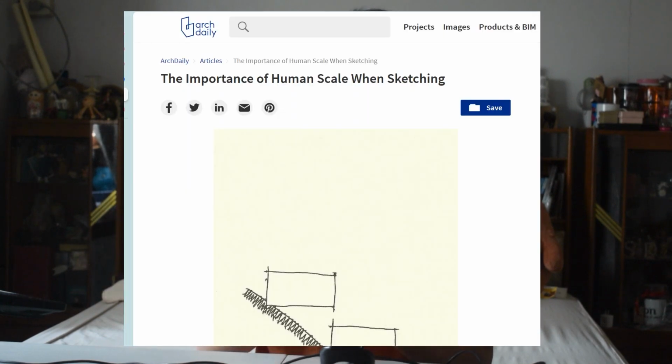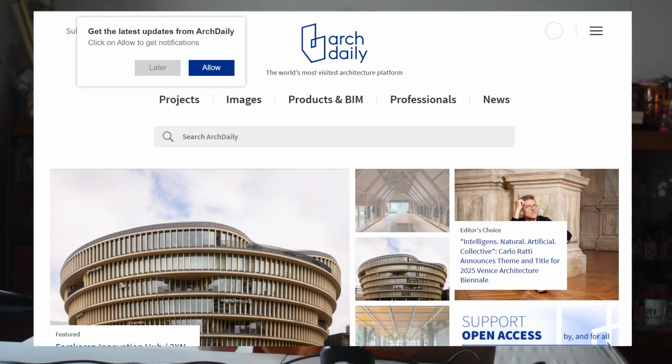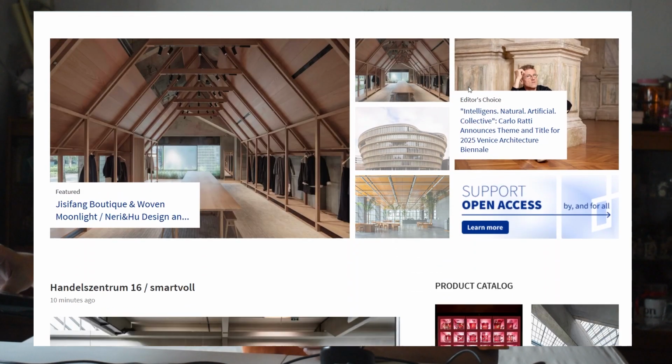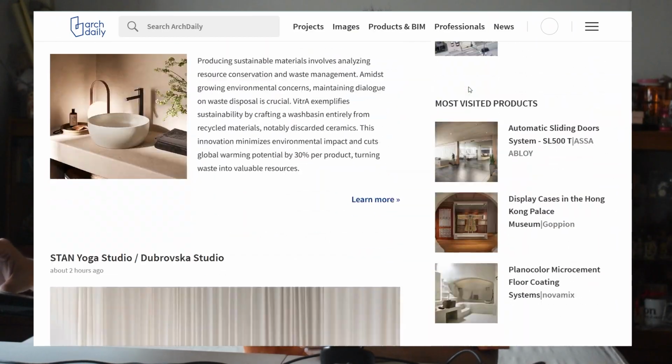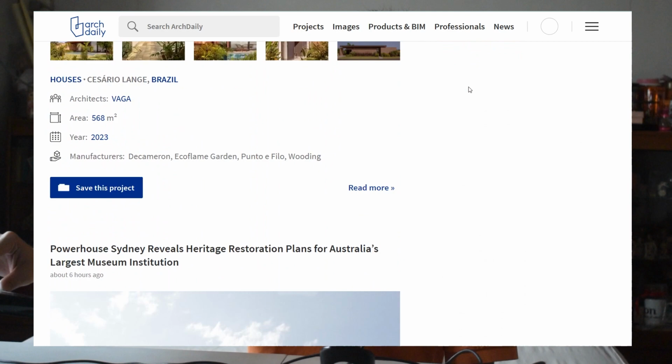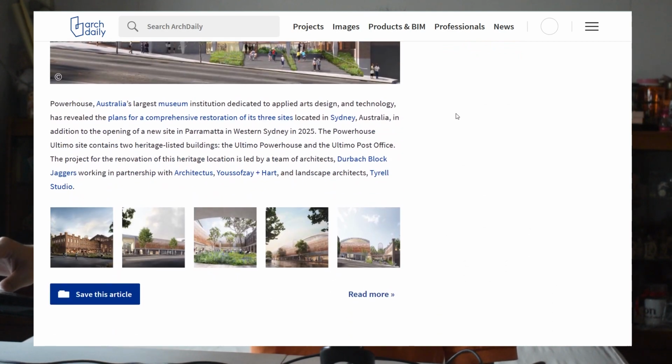And I've seen an article from ArchDaily. I know that you guys are familiar if you are in the architecture space. One of the most famous websites in terms of designs or projects is ArchDaily. And I just found an article that is related to our topic, which is human entourages. And it basically states the importance of human scale when sketching.